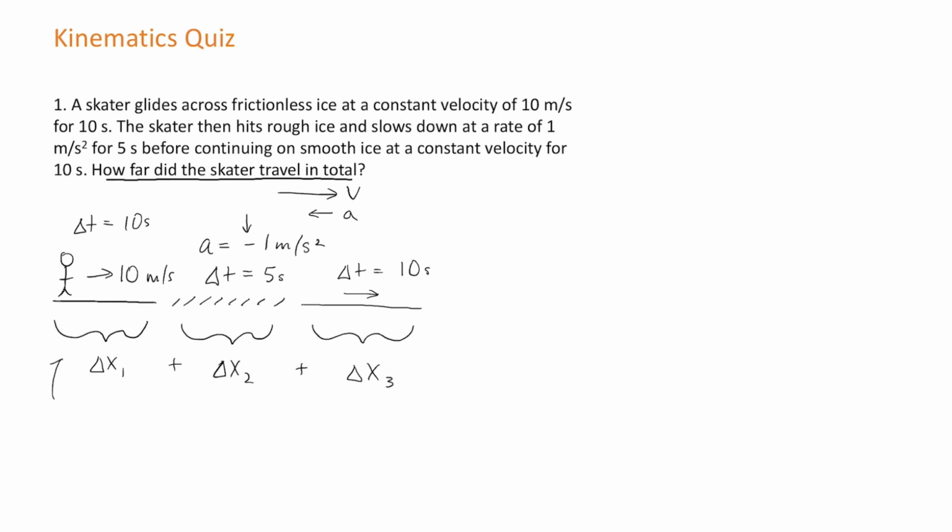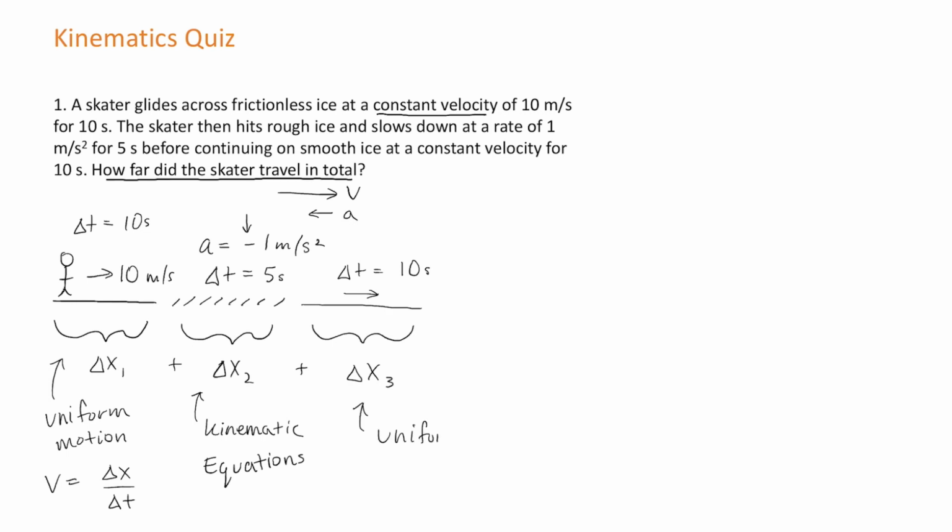Now I hope you realize that the first part of the motion is uniform motion because the skater is moving with a constant velocity. And that means we can use our v is equal to delta x divided by delta t equation. The second part of the motion will require you to use your kinematic equations, and I know this because the object is accelerating. And finally, the third part of the motion is uniform motion. And I know this because, again, we're told that the skater is moving with a constant velocity.